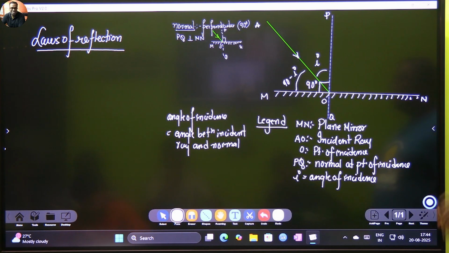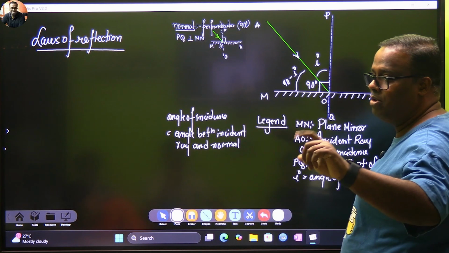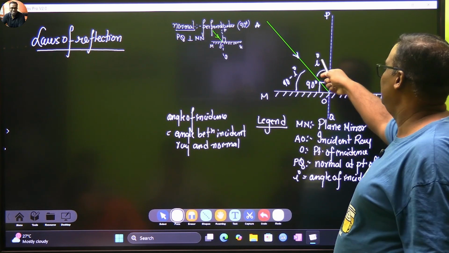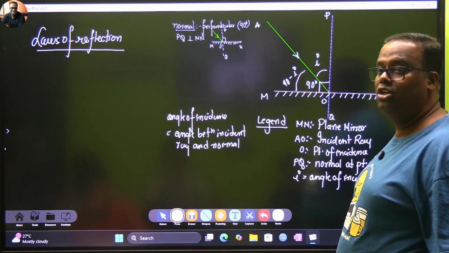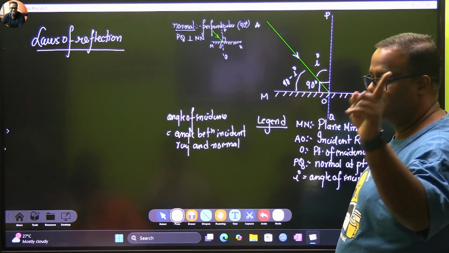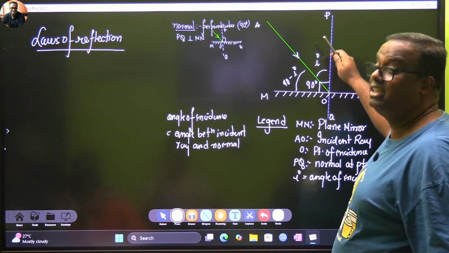Now in the exam, see how they will play with you. They will not give you this angle. They will mention this as 60 degrees, and many children will take that as the angle of incidence. The angle of incidence is 30 degrees. Sure.